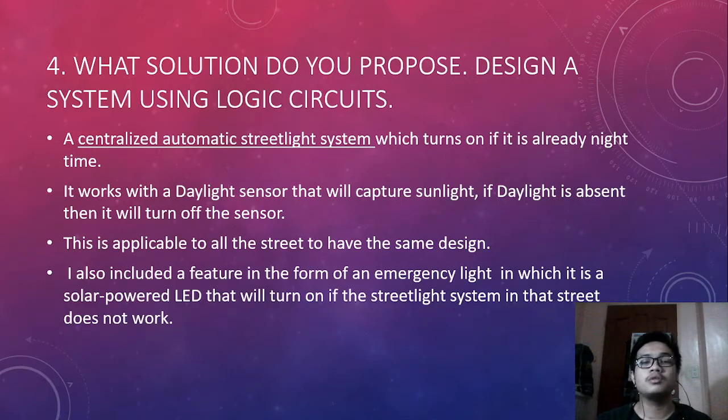Number 4, what solution do you propose? Design a system using logic circuits. So I proposed a design that will somehow solve the problem: a centralized automatic streetlight system with the use of logic gates. It works with a daylight sensor that will capture sunlight. If daylight is absent, then it will automatically turn off the sensor and at the same time automatically turn on the streetlight system. This is applicable to all the streets that have the same design.